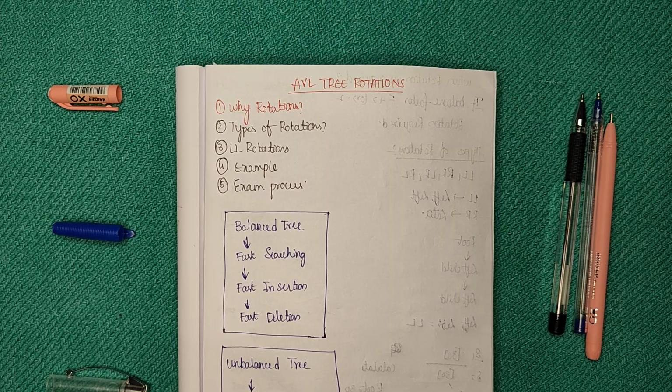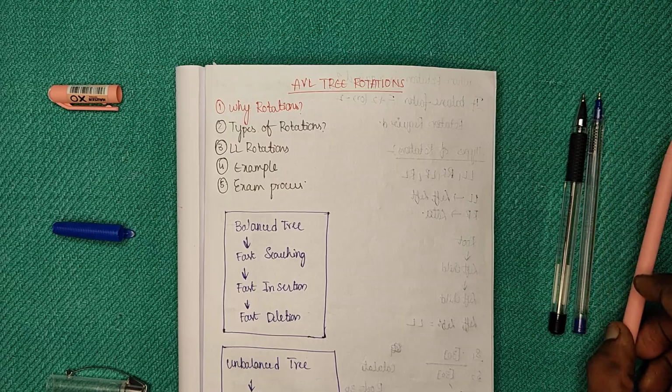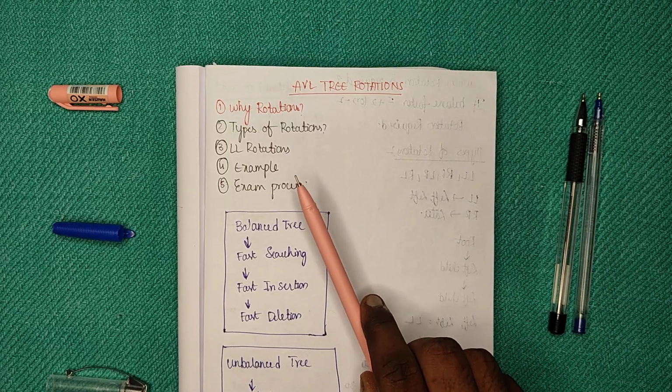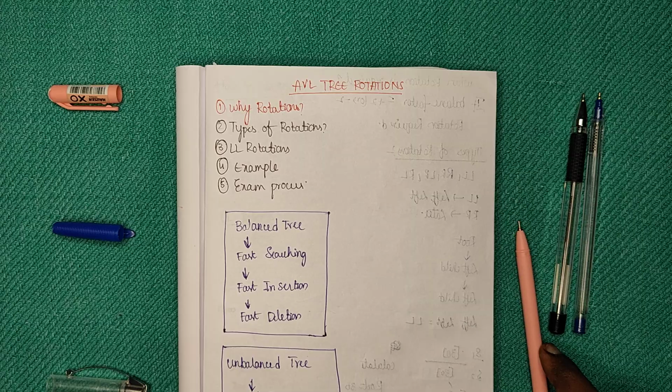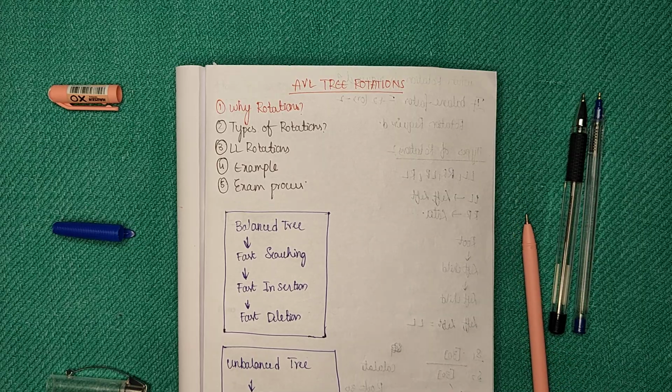Today I'm going to explain why rotations are required, the types of rotations, LL rotation, an example, and what you have to do exactly in the exam. So why do we need rotations? Students, imagine a building. If one side of the building becomes much heavier than the other, what happens? It starts leaning. The same thing happens in AVL trees. When one side becomes much taller, the tree loses its balance. To restore balance, we rotate the tree.